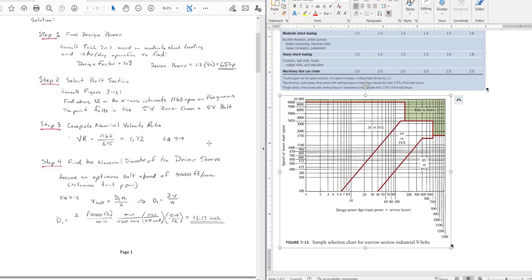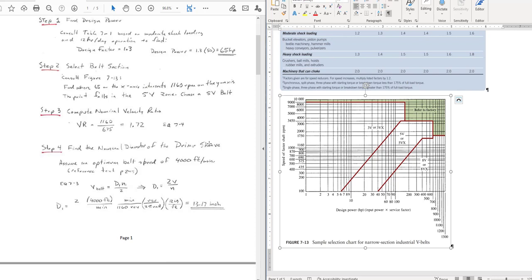Okay, so our next step is to compute the nominal velocity ratio for this reducer drive. Really, if our RPMs are coming in at 1160 RPMs, and we need to reduce that down to 675, our velocity ratio is 1.72. That's equation 7.4. That's the drive that we need to end up with. We need to reduce our input speed down to 675.